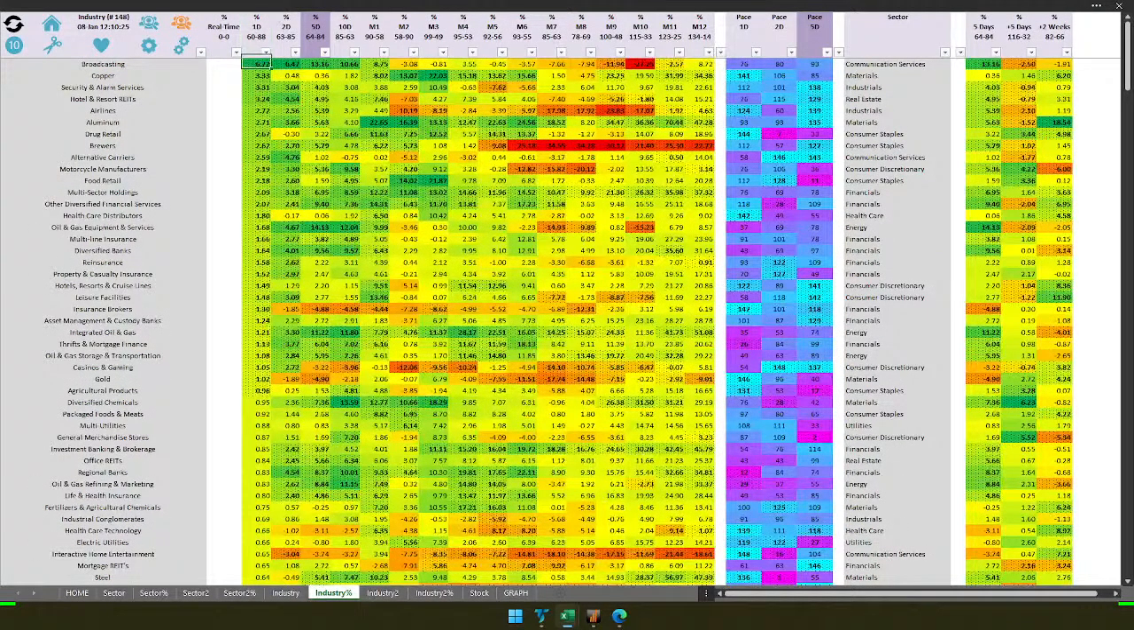Look at the industries. Broadcasting is of course the best performing industry, and there are several industries that are up by more than 2% in one day. So we cannot say that we are not able to find buying opportunities in any industries. There are opportunities, and you may drill down from these industries and look at them.